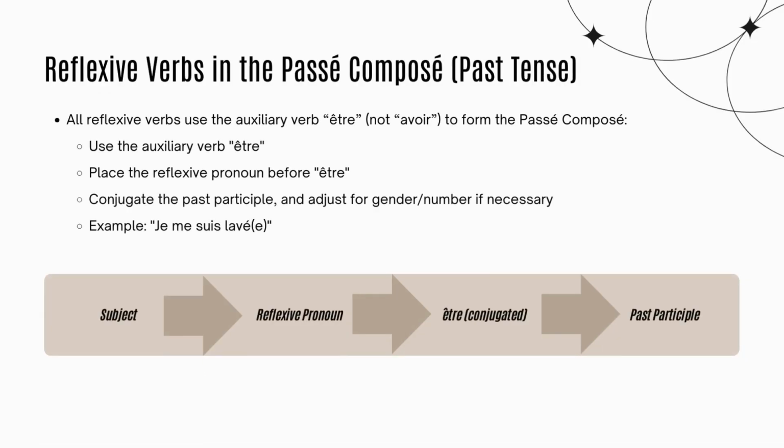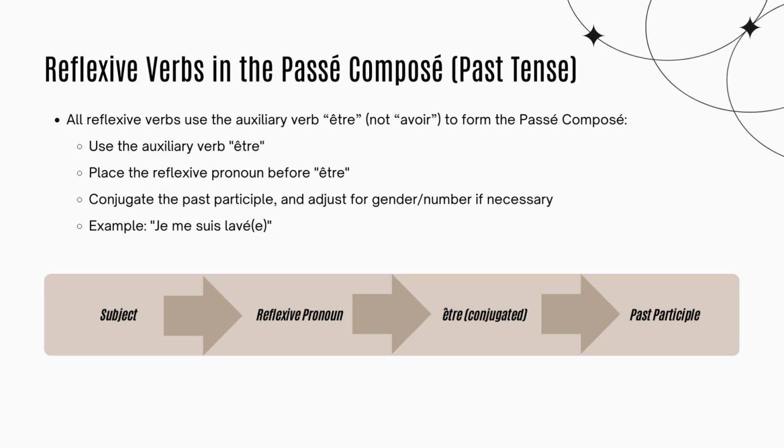And just like negation, there is also a use of reflexive verbs in the passé composé, which is the perfect past tense in French. When using reflexive verbs in the passé composé, the structure changes slightly. You need to use the auxiliary verb être instead of avoir.